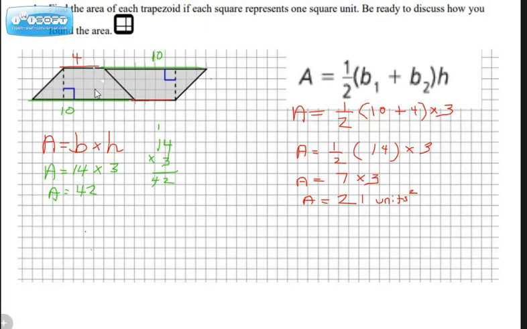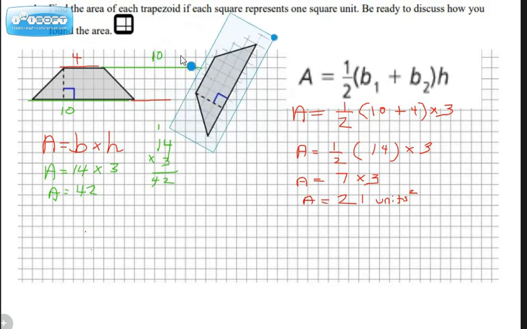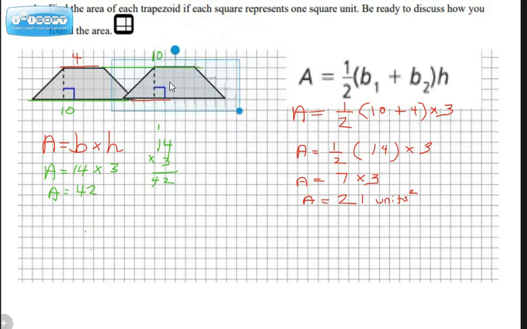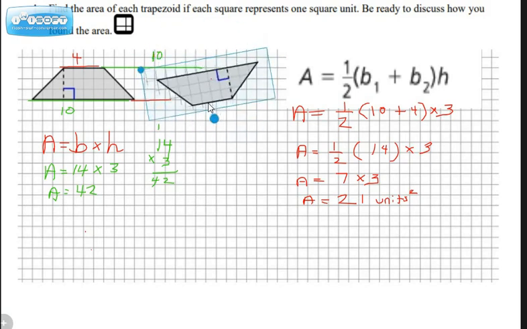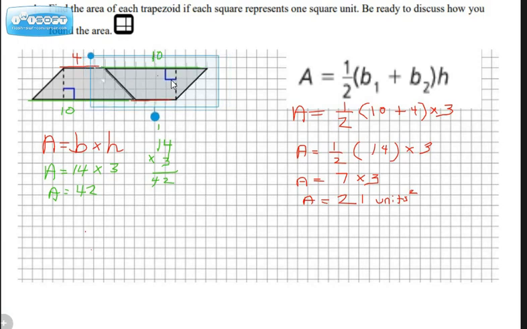Now, what I've done here is I've taken these two trapezoids. I'm just going to rotate this around so you can see that they're equal and congruent. See, that's the same trapezoid. If I take that trapezoid and I rotate it around, flip it, and put it together to form a parallelogram, then we have what you see here.